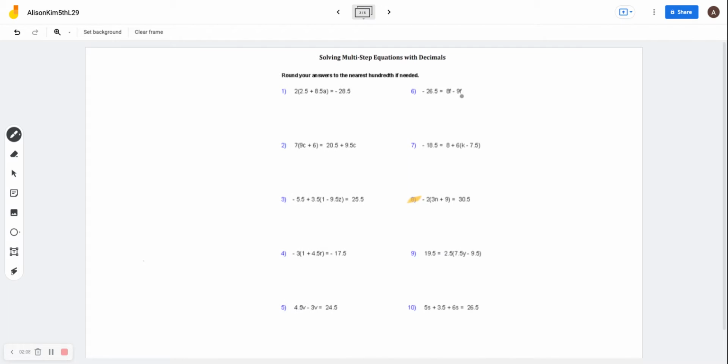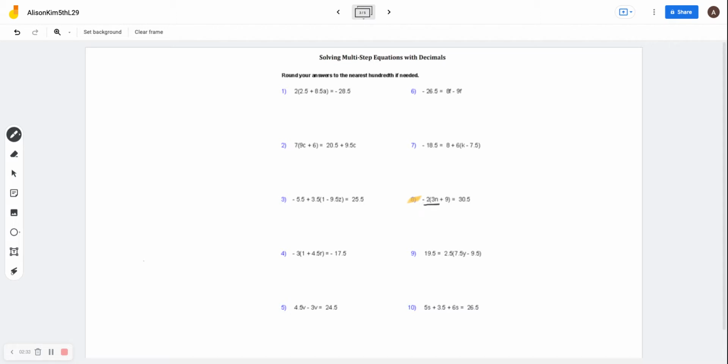Now we're going to do the multi-step equations. So this one's going to take a little bit of a while. It's still easy, but it's going to take more time. So number 8 gives us negative 2 times 3n plus 9 equals 30.5. So once again, we want the variable to be alone. And in this case, it's n, right?